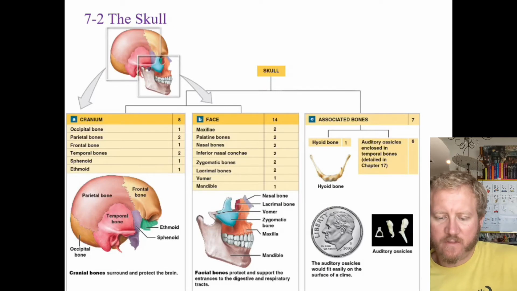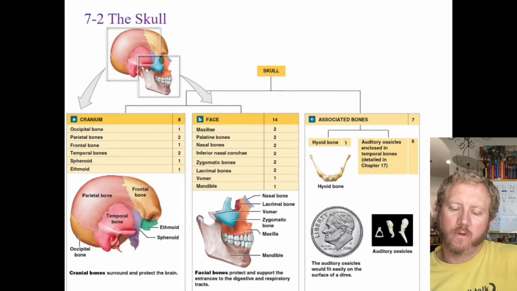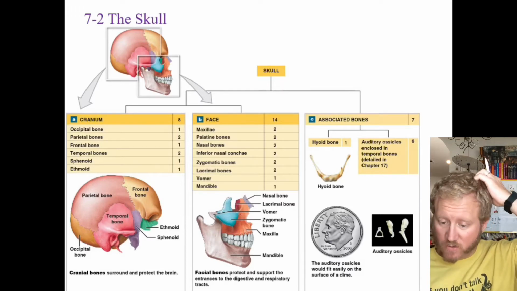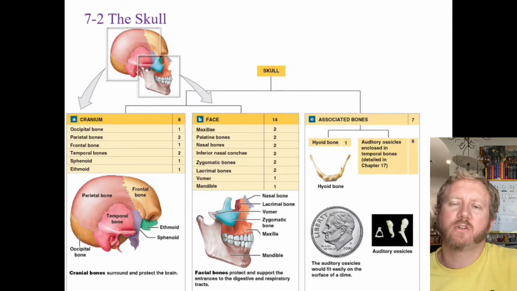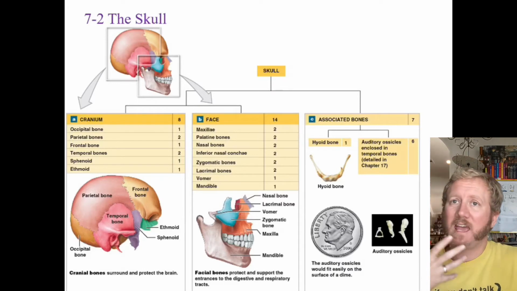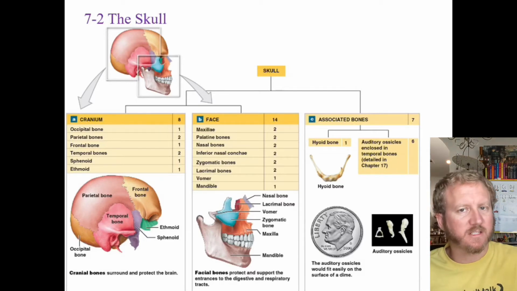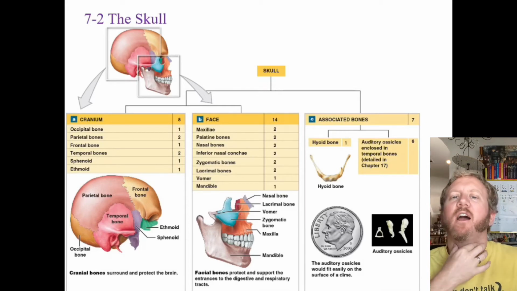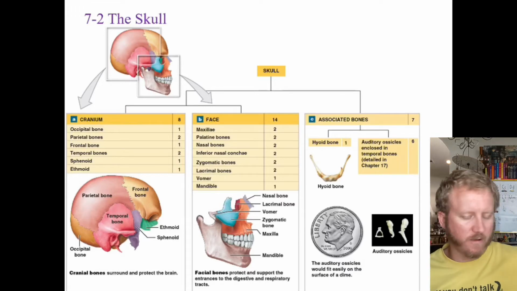And we also have the associated bones, the hyoid bone, which is in your throat, and the auditory ossicles. And those are enclosed in the temporal bones, and we'll talk about those here in just a little bit. Now, they're associated because they're part of the head, but they're not actually attached to any other parts of the skeleton. So they're associated with the skeleton, but they're not attached to, like your hyoid is not attached to your vertebrae, and your auditory ossicles are not attached to the bones in your skull.